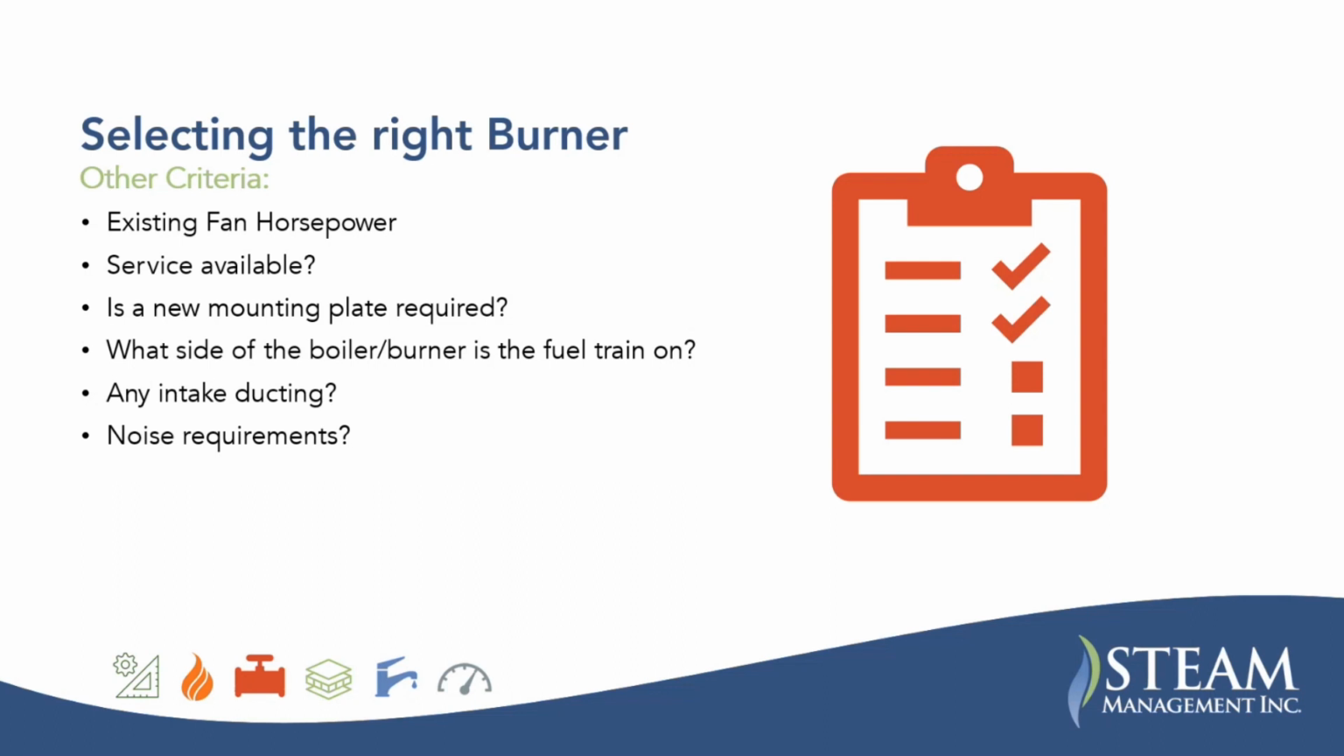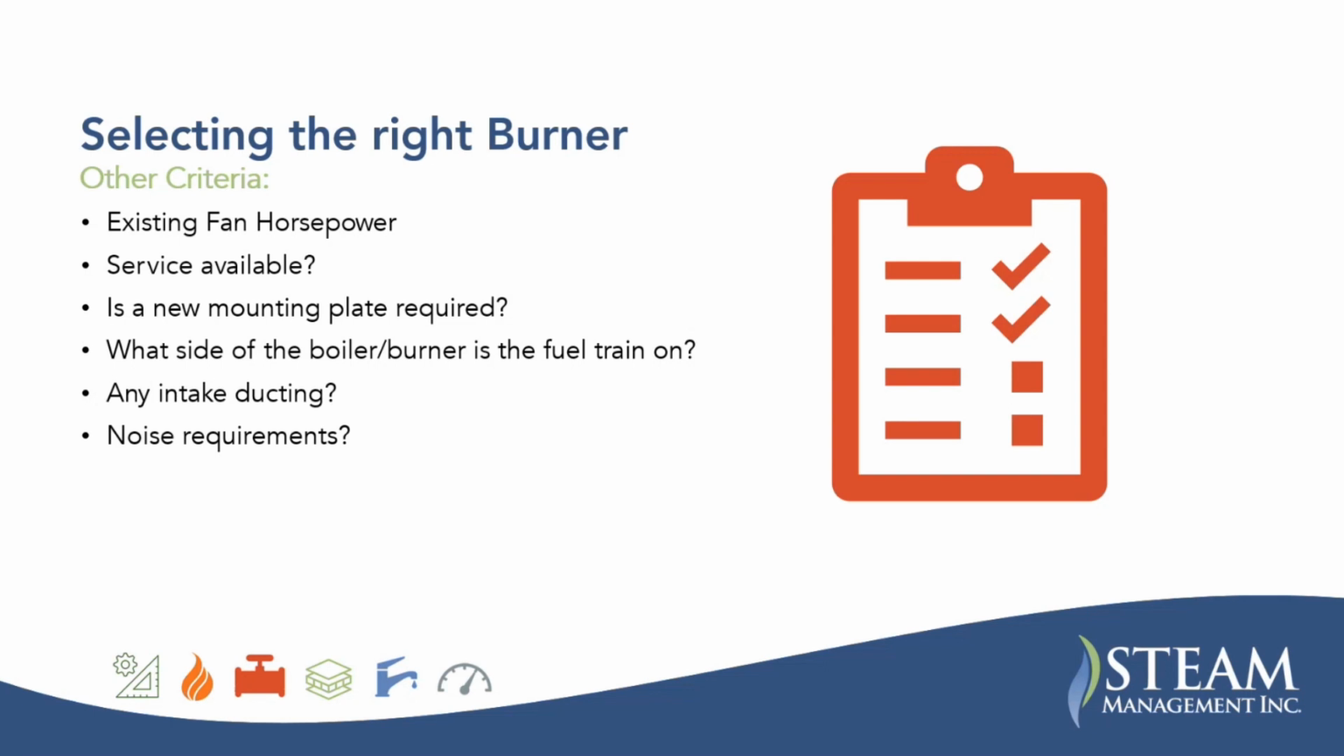What side of the boiler burner is the fuel train on? This is something people don't think about, but not accounting for it can result in awkward piping configurations to accommodate the new burner. There have been cases of burners where they just have to install them upside down to get them connected right, which is not ideal. Maybe acceptable for certain burners, but it's something to note for sure.